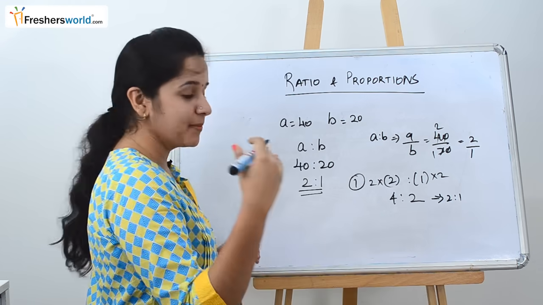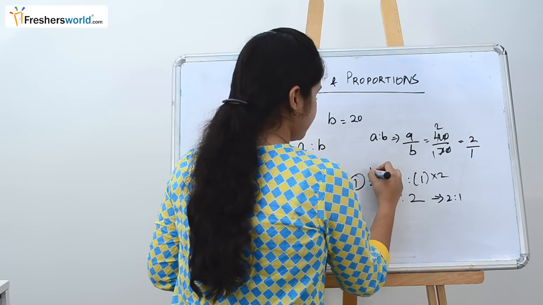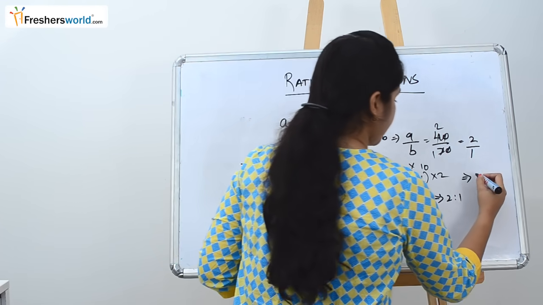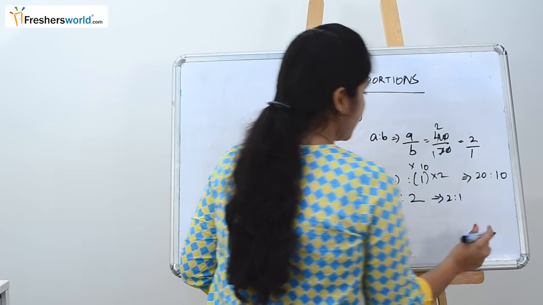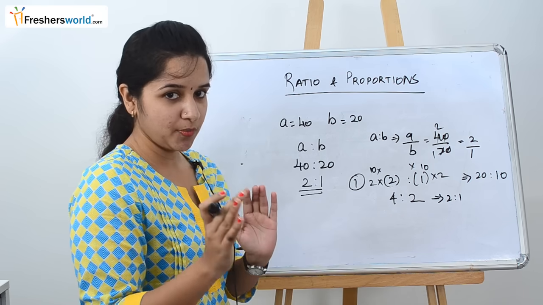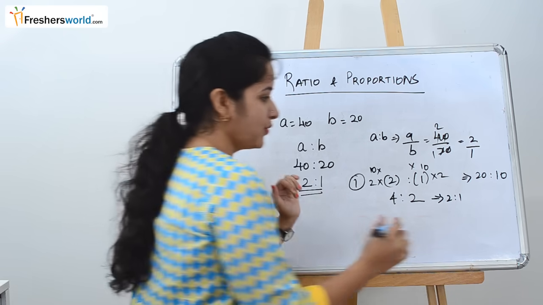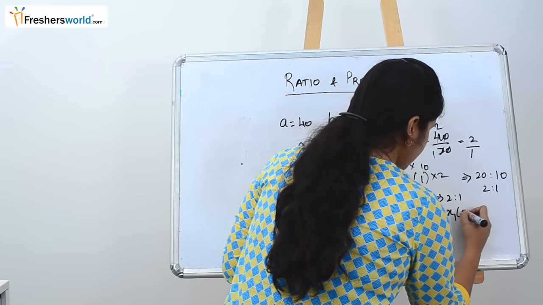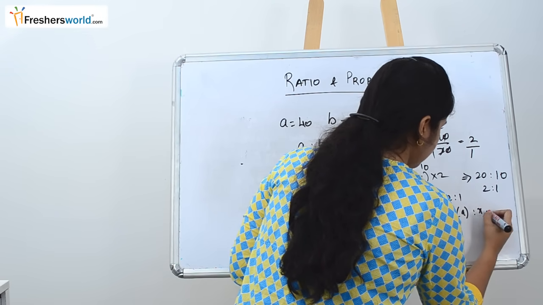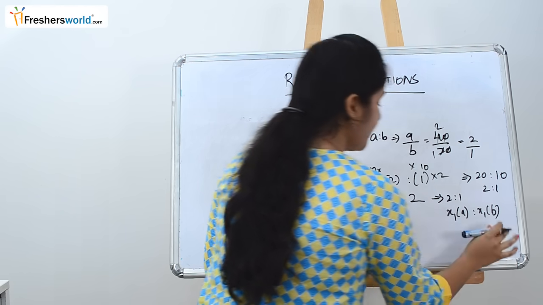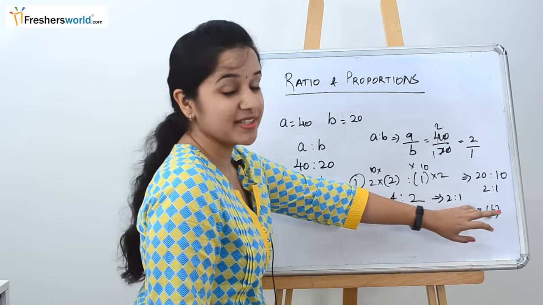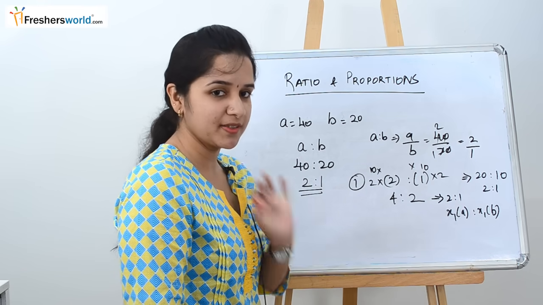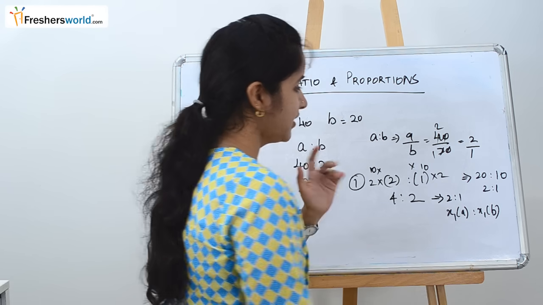Let's take, I'm multiplying by 10 on both sides. So it becomes 20 is to 10. Even though we have multiplied by 10 on both sides, still the prime ratio will always be 2 is to 1. So this shows that though we multiply by x, let's take any variable, on both sides, the ratio of A is to B will always remain the same. Similarly for division also.